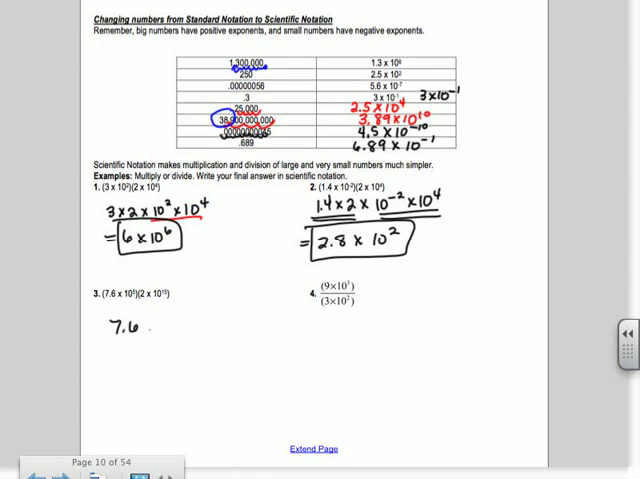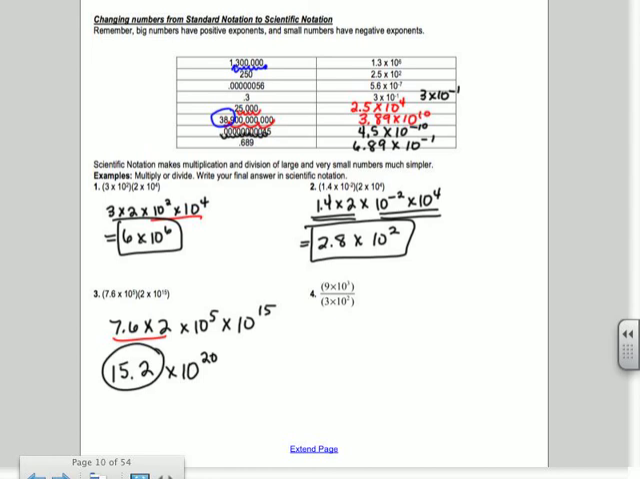Okay, so I have 7.6 times 10 to the 5th times 2 times 10 to the 15th. So I do 7.6 times 10 to the 5th. Oh, no, wait. Let me write my numbers together. So times 2 times 10 to the 5th times 10 to the 15th. So 7.6 times 2. What's that? So 15.2. All right, so I have 15.2 times 10 to the 20th. Why is this not my final answer? Right, 15 has to be changed to 1.52. I can't have 15.2, I need to have 1.52.